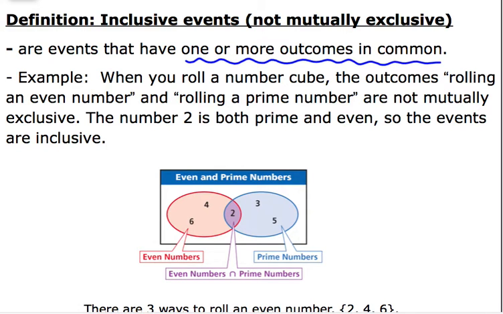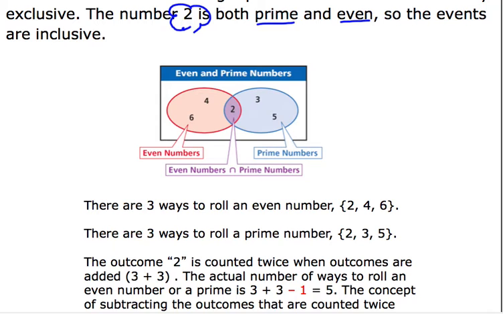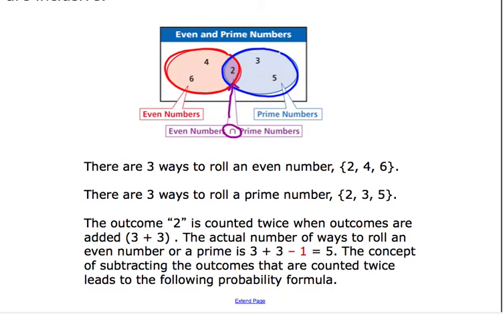So for example, when you roll a number cube, outcomes rolling an even and rolling a prime number are not mutually exclusive because the number 2 is both prime and even. So we have a picture here of a Venn diagram. You'll notice the red circle represents events where they're even on a number dice. And then event B, in the blue here, is prime numbers of rolling a dice. And there's one number that overlaps, the number 2. That is the intersection, it's "and." So when we do probability, we have to take out this overlap when we deal with these problems.